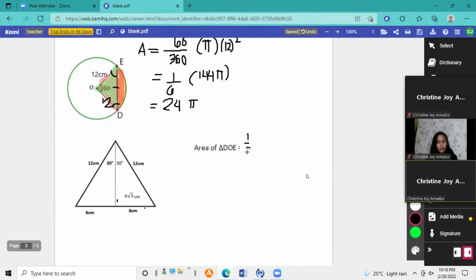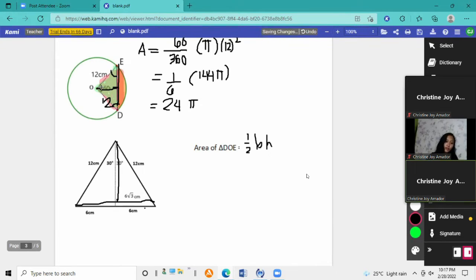1/2 base times height. Since we have this triangle, the equilateral triangle, this one, ED is this one. Diba, in finding the area of a triangle, it is 1/2 times base times height. And this is our base, this one, or this one, times our height, this one, or this one.